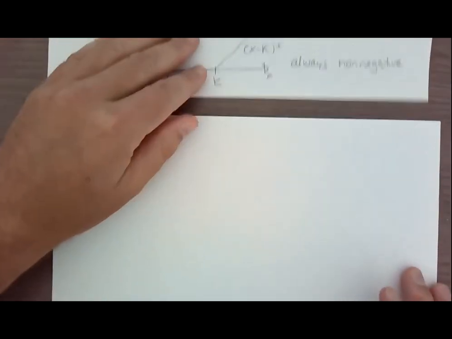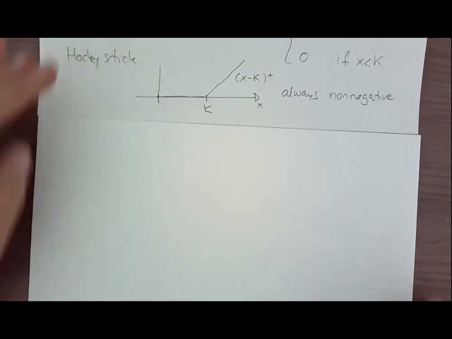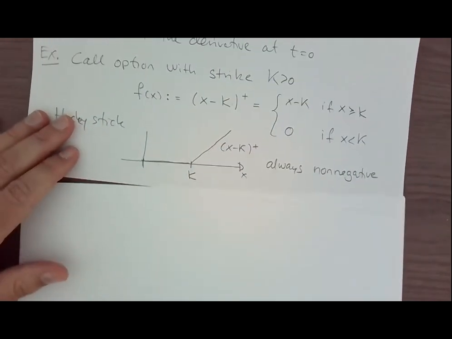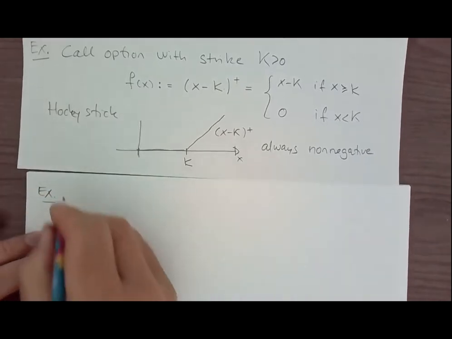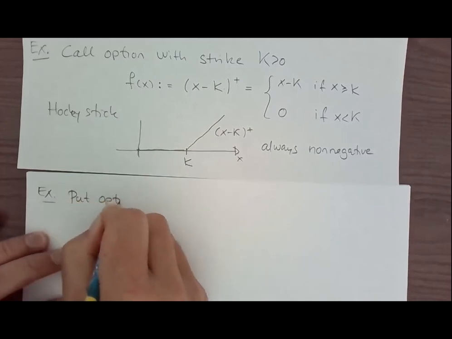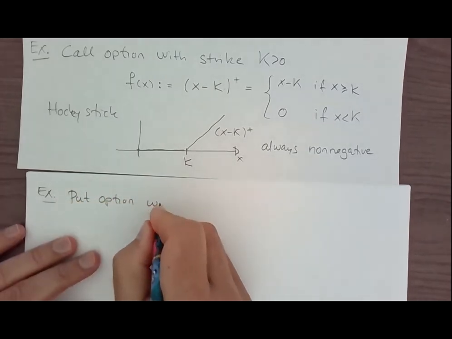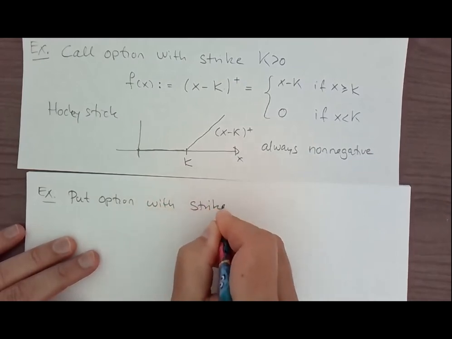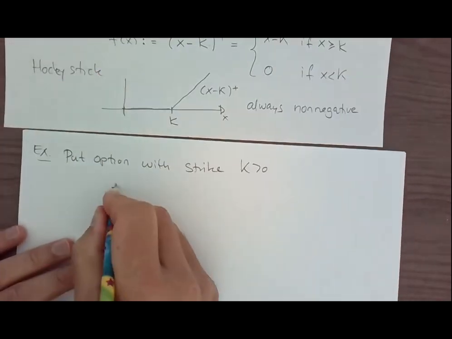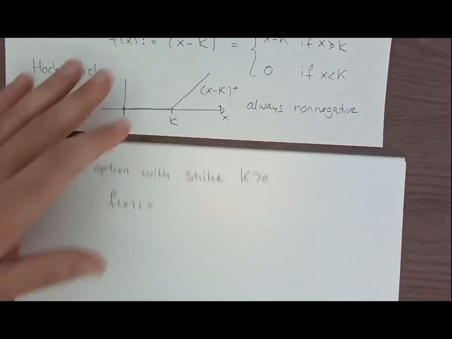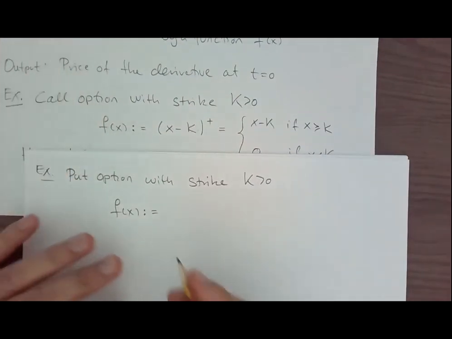So that was the call option. We'll do a numerical example when we compute the price in a minute, but let's just talk a little bit about the other quantities that we have. Another example is the put option. The put option also has a positive strike price, K. And now the function f is something else. It's going to look very similar to the call, but it's not quite the same.